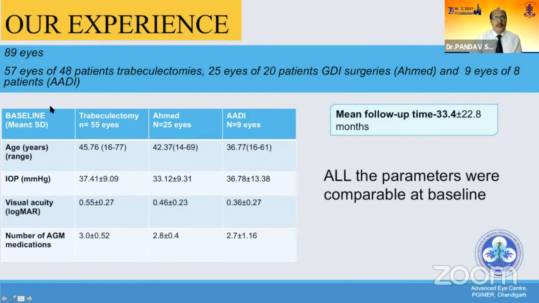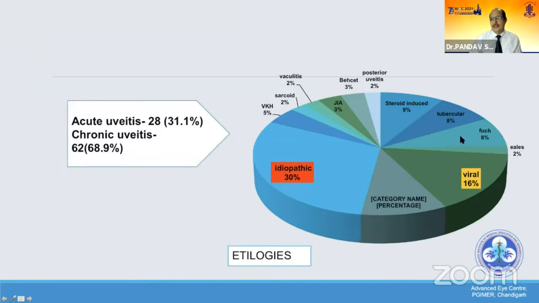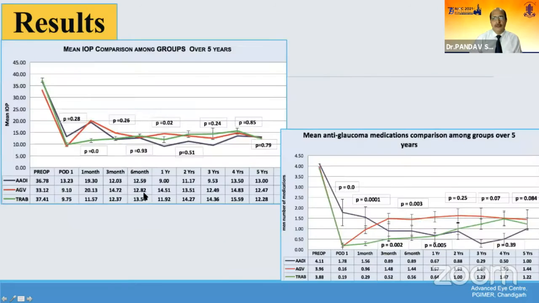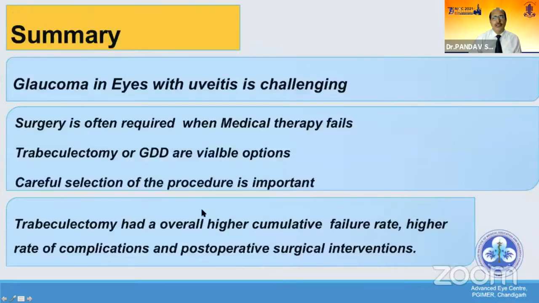This is our own experience of doing close to 90 eyes where we did trabeculectomy, AGV, and ADI in patients who had uveitis, and all varied diagnostic entities were there. Most of them were chronic uveitis, 2/3 of them, and roughly 1/3 were acute uveitis. You can see all the trabeculectomy, AGV, and ADI give you good results over a period of 5 years. ADI seems to have a little advantage in terms of giving somewhat lower IOP as compared to the other two. And also there's a significant reduction in anti-glaucoma medicine in all these situations.